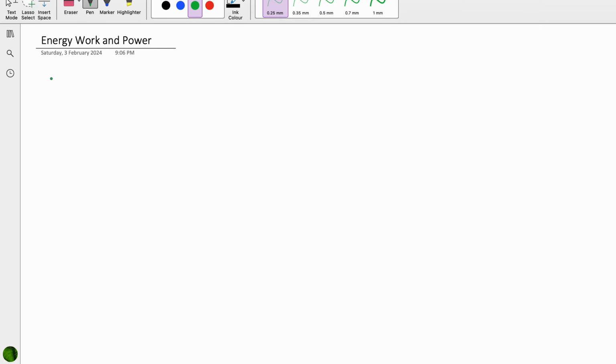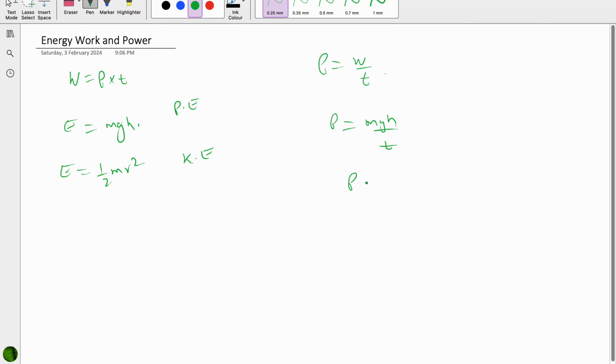So energy, work and power. Work done is the product of power and time. So power is equal to work done over time, and energy is mgh, which is potential energy. Energy is half mv square, which is kinetic energy. And in both cases, if we have to find power, what we do is just divide by time. We divide half mv square by time.